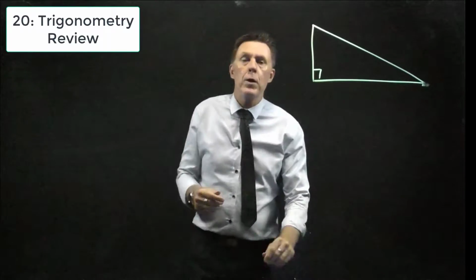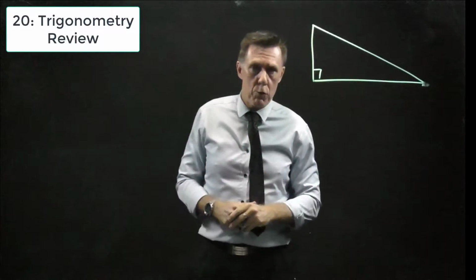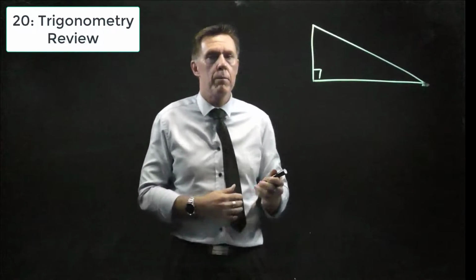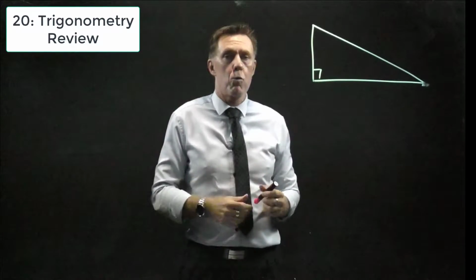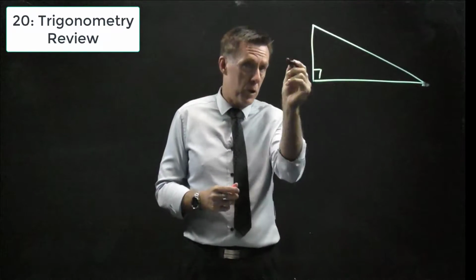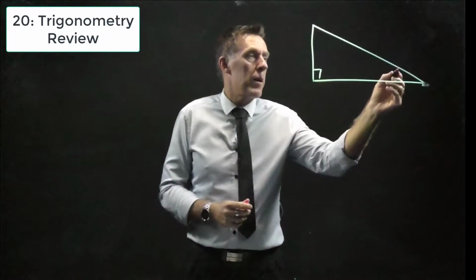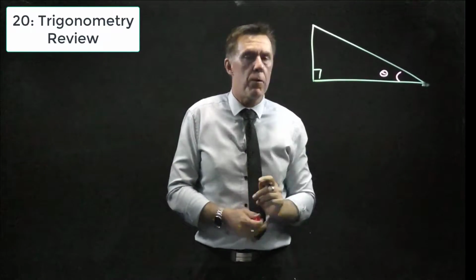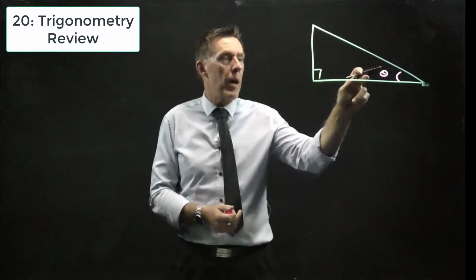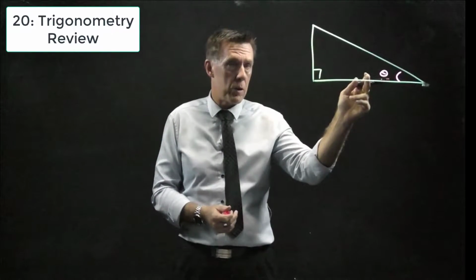Now, in this video, we're going to do a bit of a revision of trigonometry. You may remember from grade 9 and grade 10, trigonometry is all to do with right-angled triangles, and it's the relationship between sides of a right-angled triangle. Now, we need to identify a specific angle within the triangle that we're talking about, and from that angle, we name the three sides.